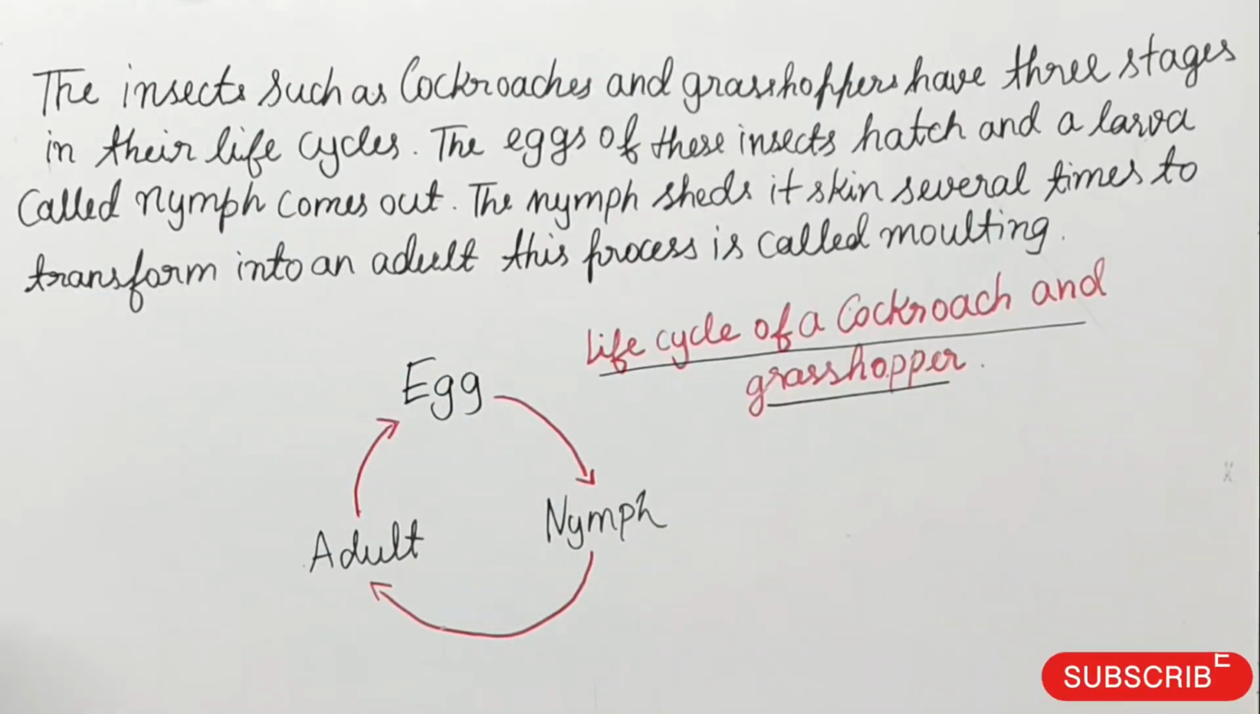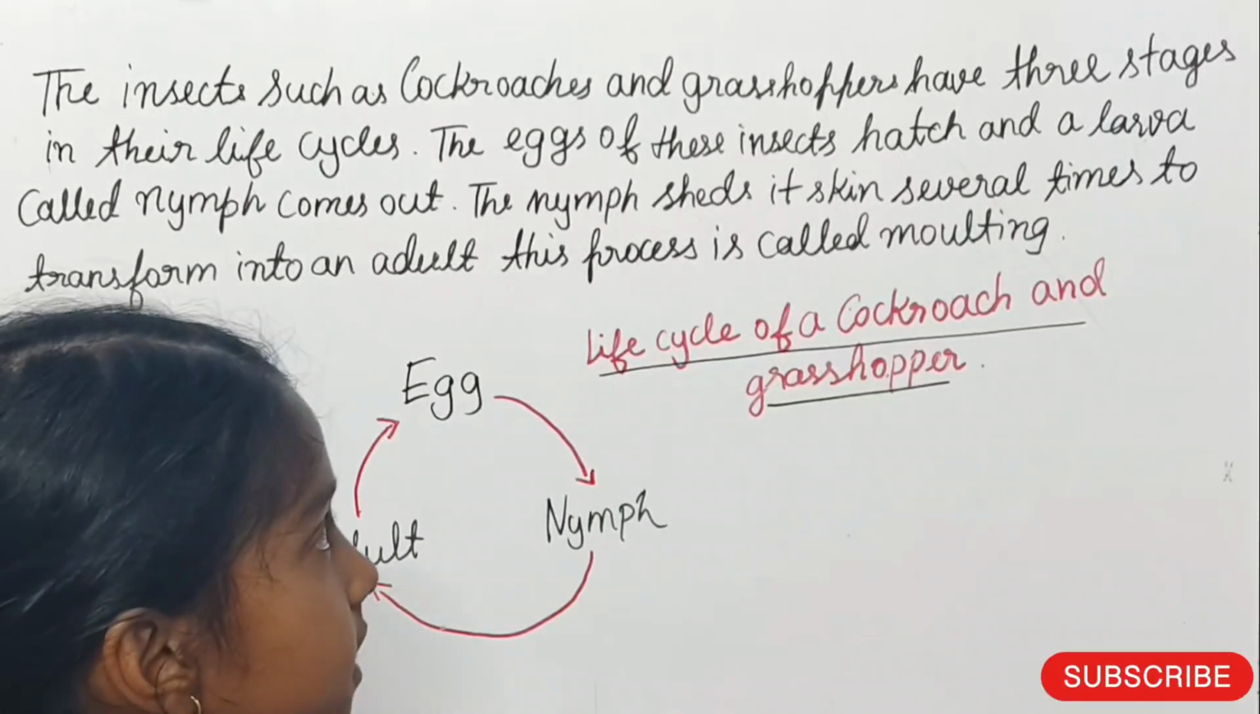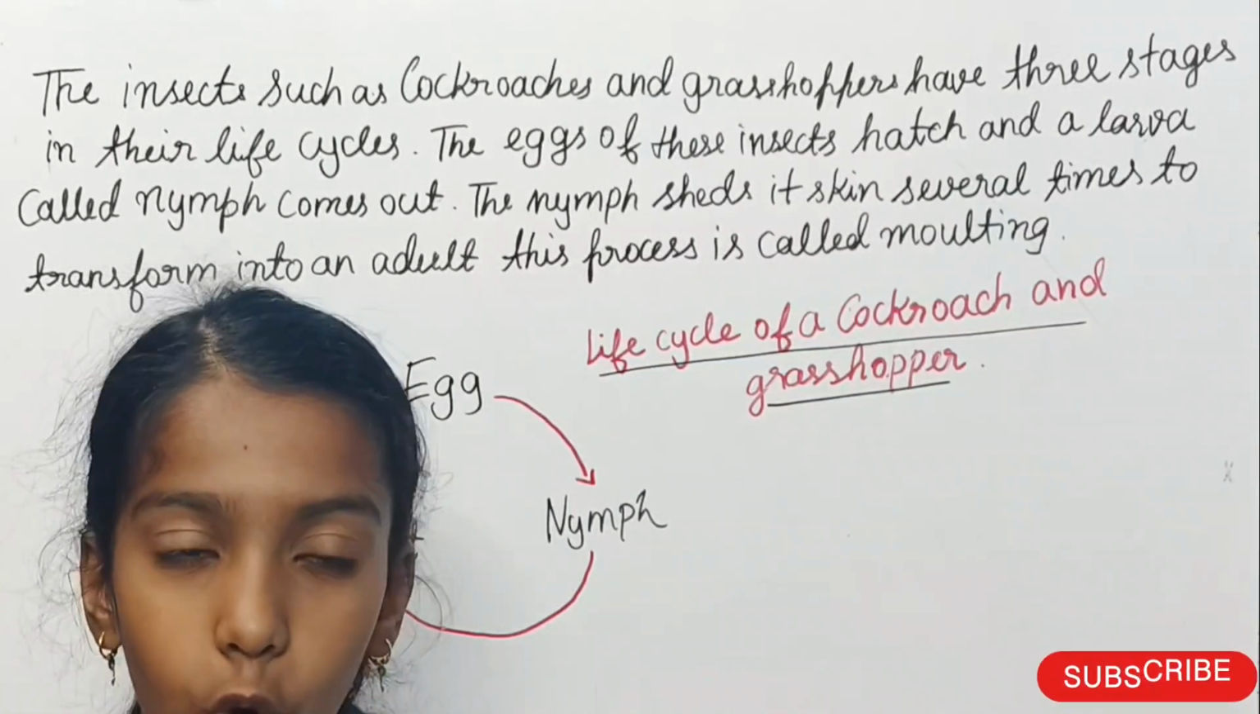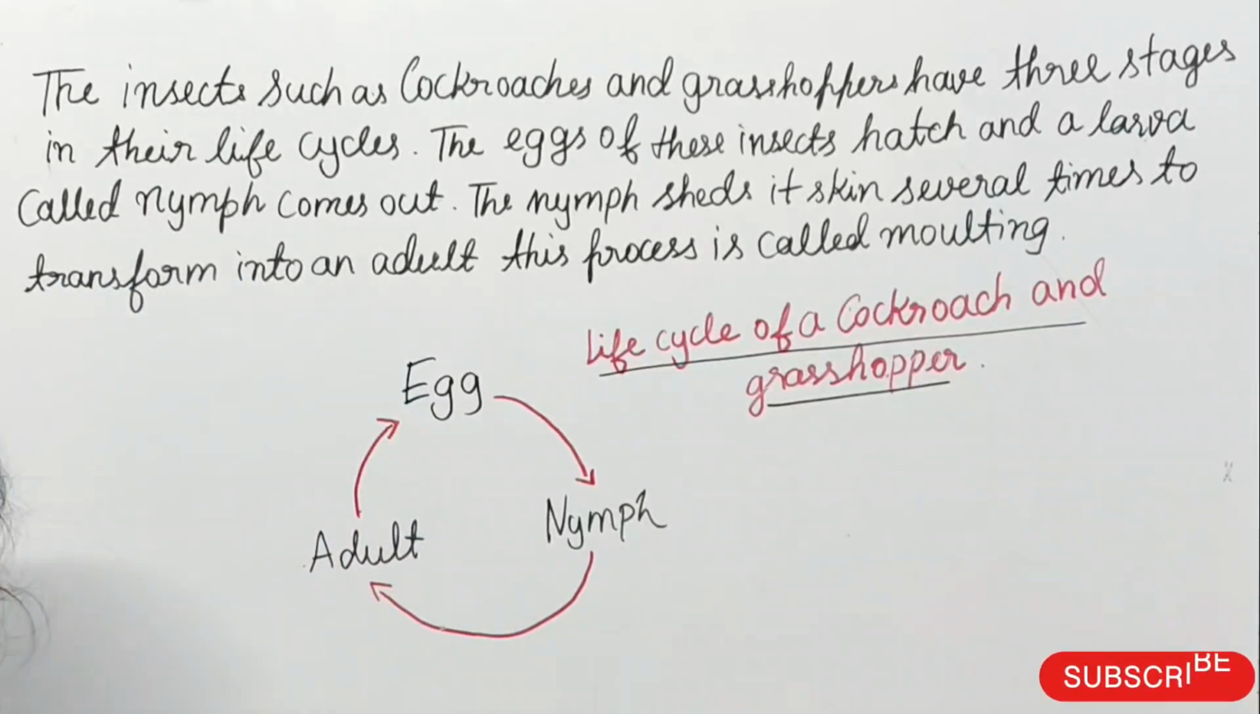ओके, सो अभी हम लोग सीखेंगे, सो let's see here what is this. The insects such as cockroaches and grasshoppers have 3 stages in their life cycles. Wow, only 3 stages they have in their life cycle. Which are which? Cockroaches and grasshoppers.